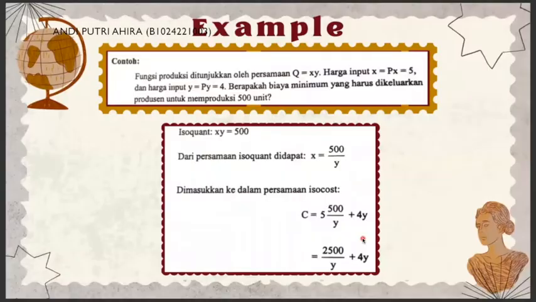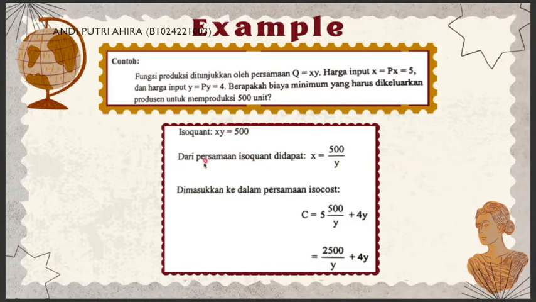A production function shows the equation Q equals XY, the price of input X, or Px, equals 5, and the price of input Y, or Py, is 4. What is the minimum cost a manufacturer must spend to produce 500 units? So the isoquant is XY equals 500.